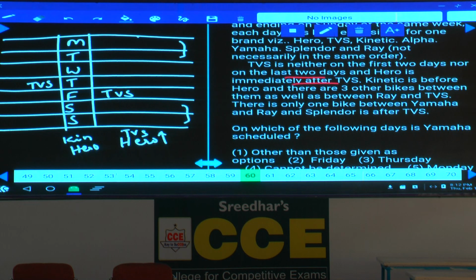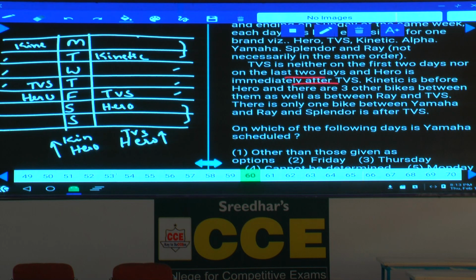Then, if TVS is here, 1, 2, 3, Hero must be immediately after this TVS. In the first case, Hero must be on Saturday, and in the second case, Hero must be on Friday. Then, there are 3 in between these 2. Between Kinetic and Hero there must be exactly 3, 1, 2, 3, and so Kinetic must be on Tuesday. Are you following this one or not? Kinetic is on Tuesday. Now, in this one, Hero is here and Kinetic is 3 days before this one, 1, 2, 3, and so Kinetic must be on Monday. And there are 2 possibilities as well.